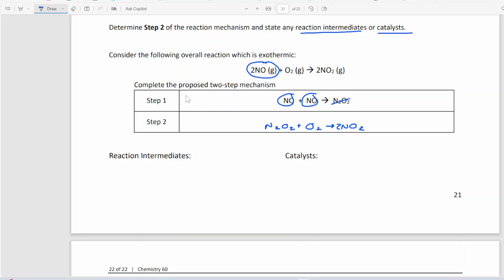My reaction intermediate would be that N2O2 that's produced in step 1 and consumed in step 2, and there wouldn't be any catalyst. All right, have fun.